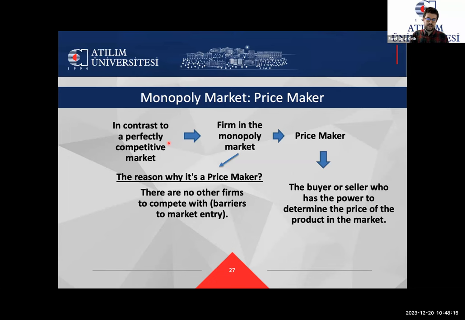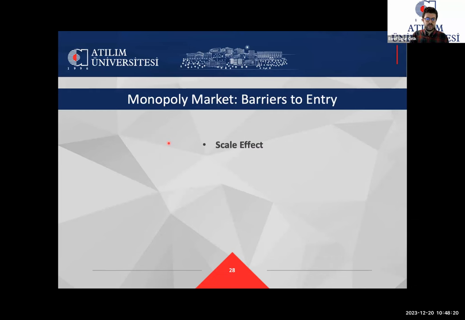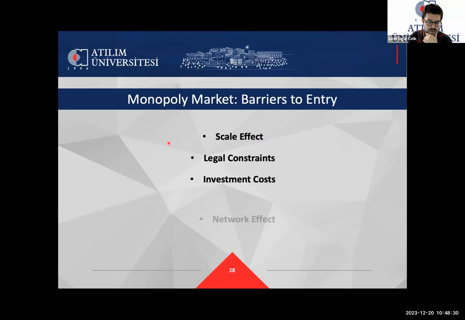Let's talk about the barriers to entry. The first one is scale effect. The second one is legal constraints. The third one is investment costs. Then network effect, input ownership, and the last one. I'm not going to give the detail, but you should look at the details about what they mean.